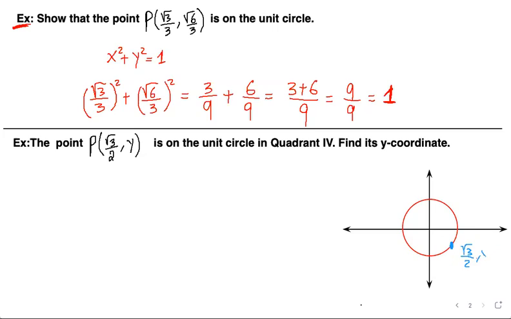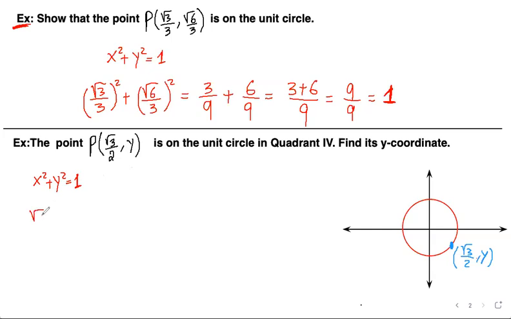So I substitute that value into the circle formula. Then I just square it, everything will be 3 over 4, plus y squared equals 1. Then I isolate the y, subtract... Oh, wait, I forgot something. I'm sorry. Okay. He said he used again the unit circle equation, x squared plus y squared equals 1, and he plugged this point inside the equation.